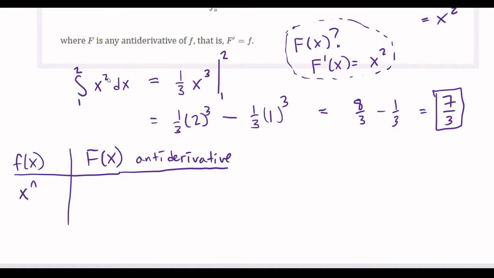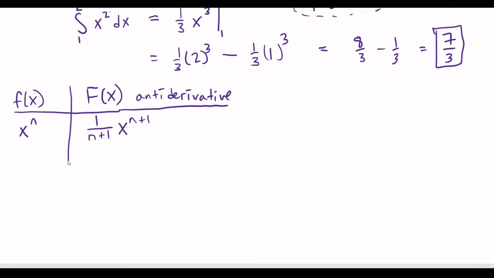Well, what did we do? We went 2 to 3, okay? 2 to 3, so that's add 1 to the power. And then what did we do? This 3 actually popped up again, right, on the bottom. So that would be divide by n plus 1. And here you go. That's our antiderivative rule. Add 1 to the power, divide by that number. Boom.